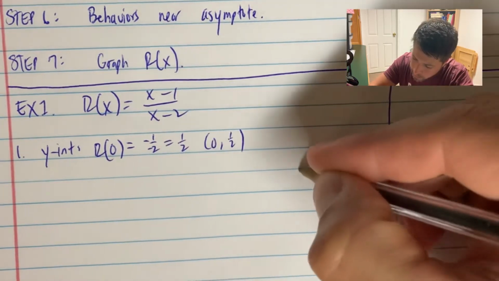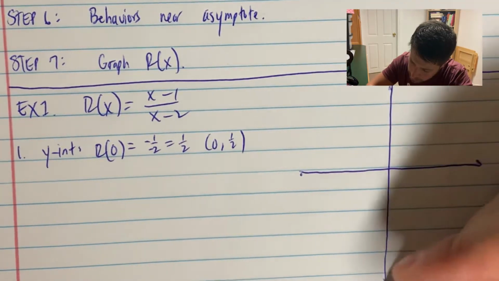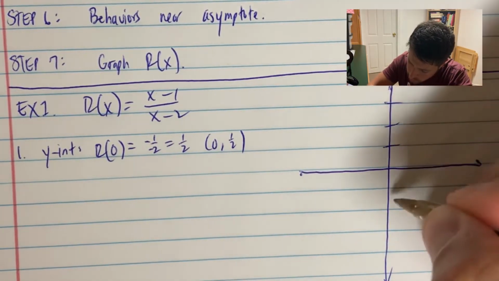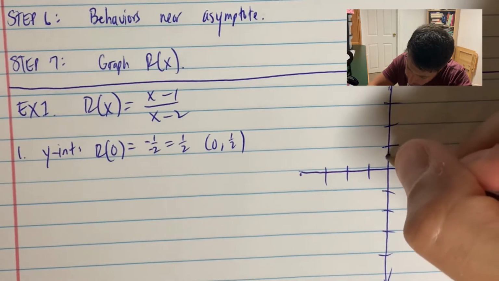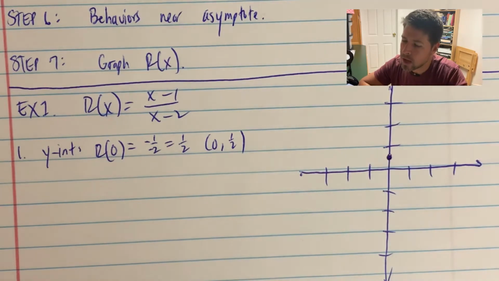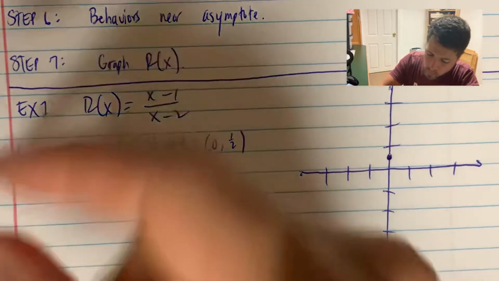So let me make a grid over here on the right-hand side, and we'll go ahead and plot this 1, 2, 3 in each direction. So (0, 1/2) is going to be found right here. So I know my graph is going to cross that point on the y-axis.